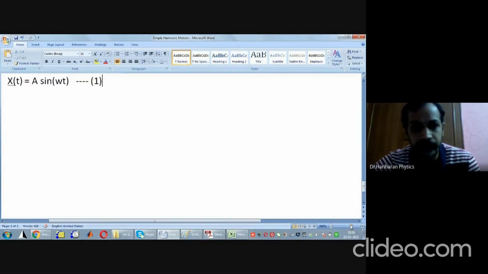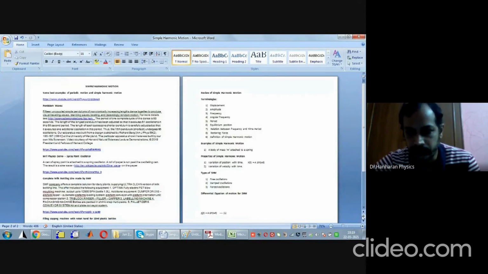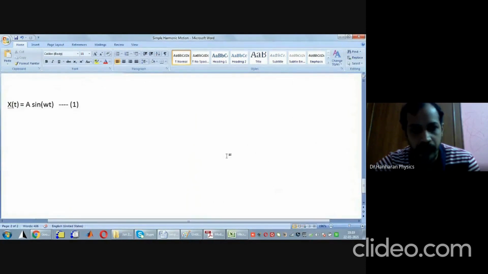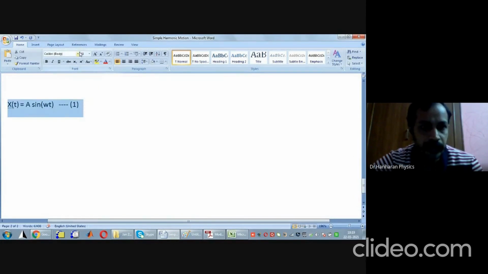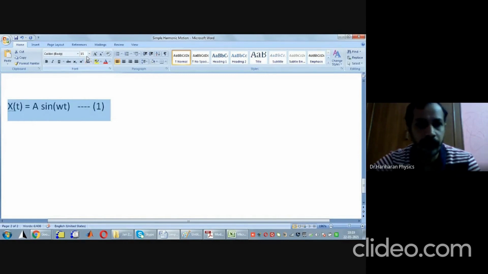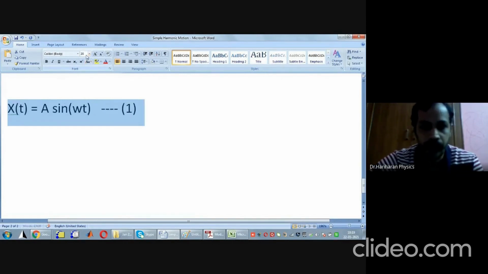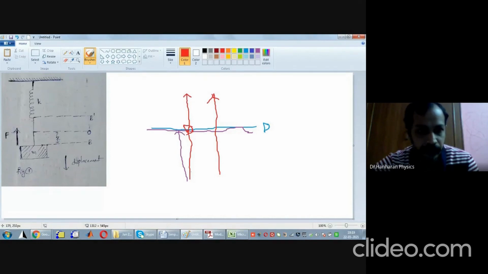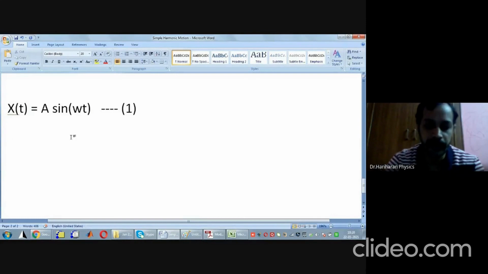What is x? I think I'll use a bigger font size, for example, 12, 15. Is it visible? What is x? X in my diagram is nothing but this distance, x. Now, what is the velocity of the body given by? Velocity is dx by dt, correct?